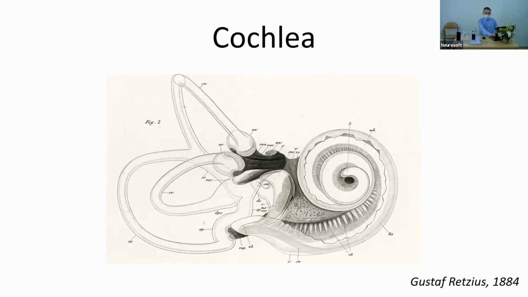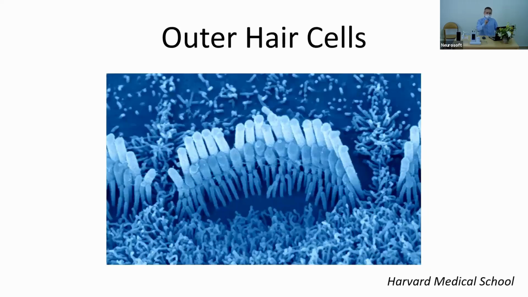Now let's look closer at the cochlea. This is the ancient drawing. And let's look closer at the outer hair cells. These are tiny hair cells within the cochlea, which actually generate the otoacoustic emission.